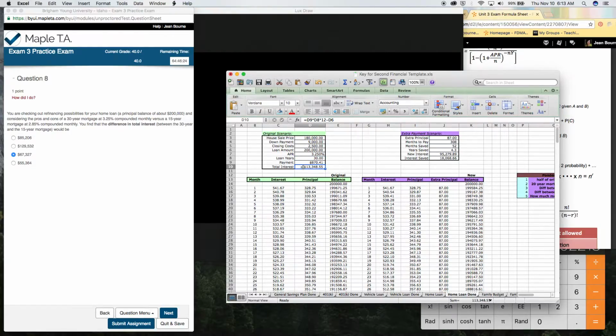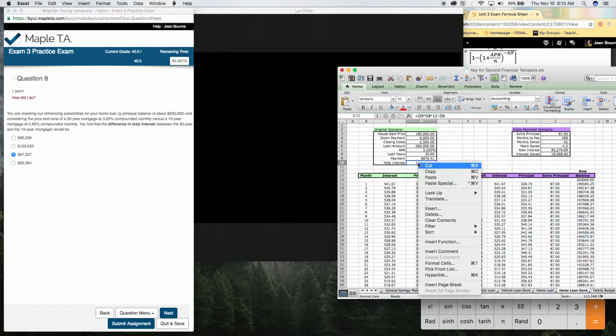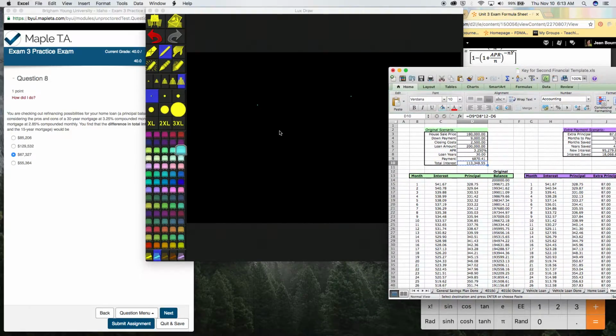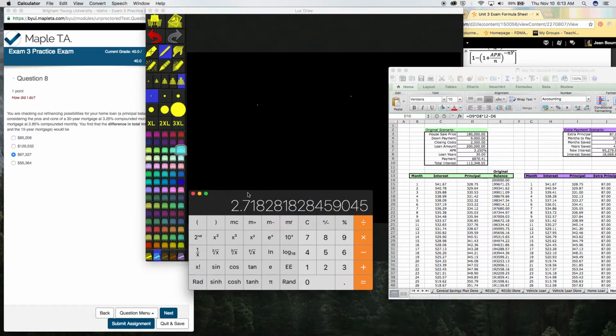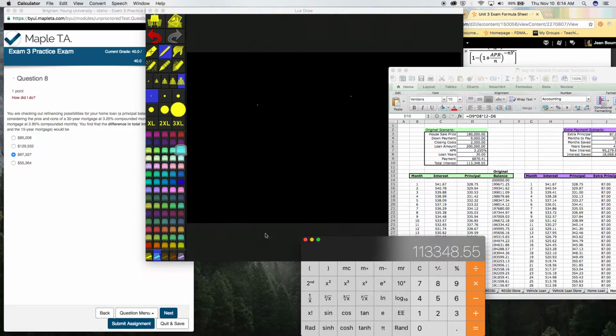So my total interest is going to be $113,000. That's a lot, right? I wonder if I can paste this in here. I think I can't, but no, it was a nice thought. Okay, so let me just write this down. This was my trick on this: I put it on my calculator. So I'm just going to put that number right into my calculator and hold it there. 113,348.55. That's the total interest I'm paying on a 30-year mortgage.